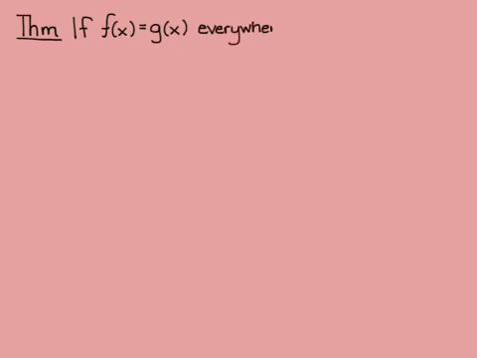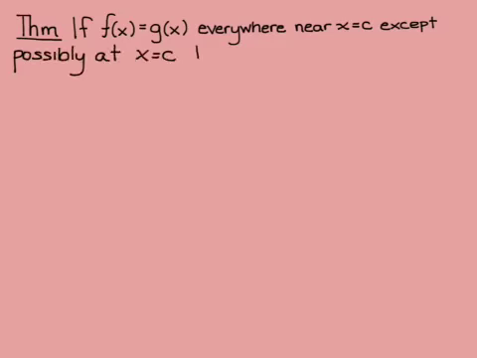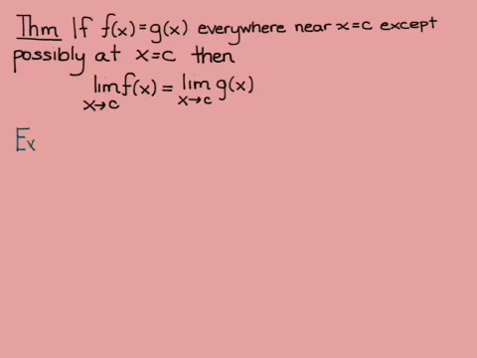We'll start with a theorem. If f of x equals g of x everywhere near x equals c, except possibly at x equals c, then the limit as x goes to c of f of x equals the limit as x goes to c of g of x. Before you worry too much about what that theorem says, let's actually see what it does for us in the problem that we saw in the previous slide.